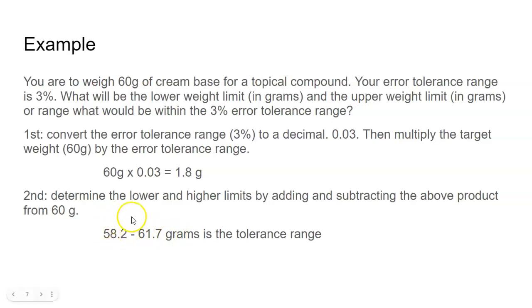Okay, so if we weigh it and we fall into this range after we make our topical compound, we know we're good. If it's below 58.2 or above 61.8, then we have to redo it. It's not good. So that is your error tolerance. That's how you calculate error tolerance and percentage of error.